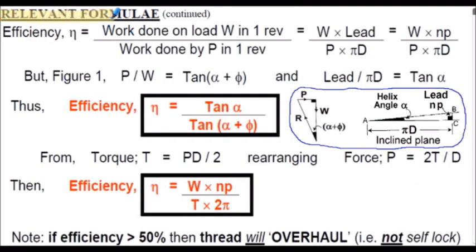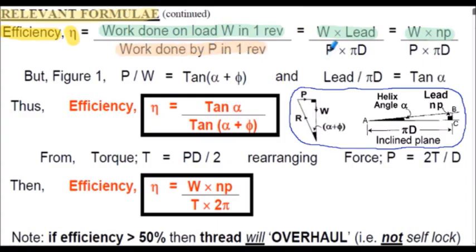Relevant formulae continued. Let's consider efficiency, symbol eta. Efficiency is the work done on the load, W, in one revolution. Remember from a previous presentation, work done is force multiplied by the distance travelled, or the displacement. So that's W multiplied by the lead, or W multiplied by NP. And that's divided by the work done by the input force, P, in one revolution.